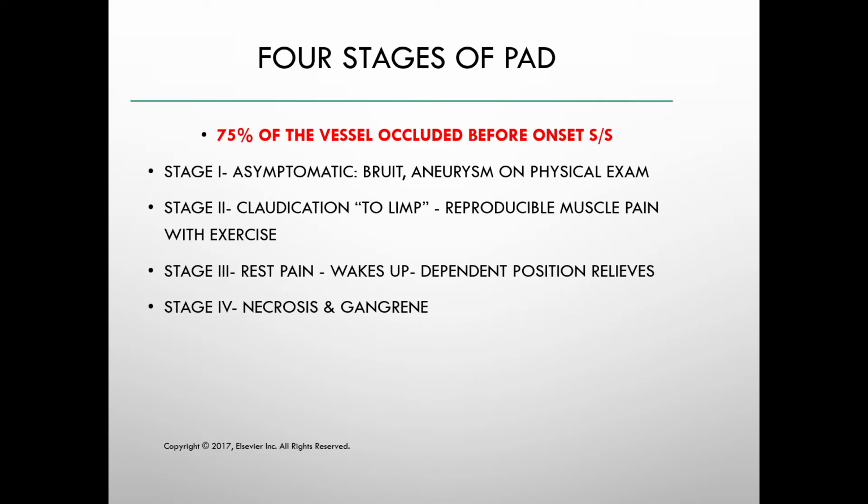There are 4 stages of peripheral arterial disease. You can imagine which is the last one of all of them. Stage 4 is where necrosis and gangrene kick in, and that means death of the tissue. By that point, it's probably impossible to turn around, and they may need to have an amputation. Stage 1 is where it's asymptomatic. You may or may not find a bruit, some type of aneurysm on the physical exam. Stage 2 is where claudication starts to happen. They start limping, it hurts. Reproducible muscle pain with exercise, so pain happens with exercise.